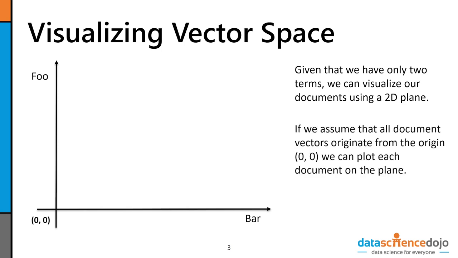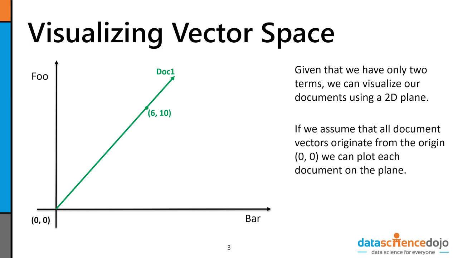Now here's the other idea. If we assume that all documents start at the origin, 0, 0, where the y and x-axis cross, we can now plot our documents in this two-dimensional space. So for example, document one had 6 bar and 10 foo. So I can plot a point in the vector space here. Let's say this is the point 6, 10. And I can draw a line through it starting with the origin. And that's essentially the vector space representation of document number one.